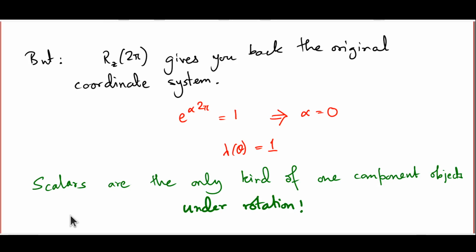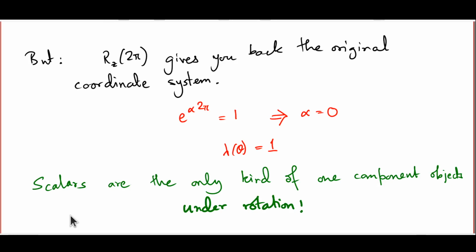After all, it should not depend on whether you have turned the whole coordinate system around and come back to your original state. The number can depend on the coordinate system, remember, but not on how you got there. So the factor by which you would multiply for such a rotation must be 1. So e to the alpha theta must be equal to 1 when theta is 2 pi. And the only possibility for that, at least for real numbers, is alpha equals 0.